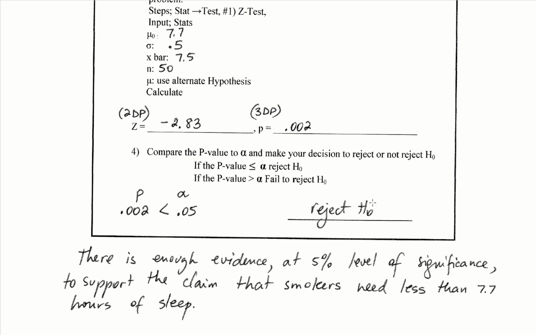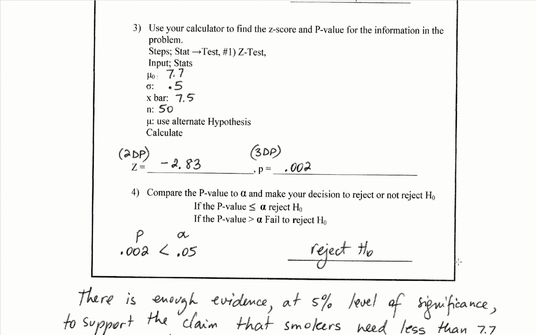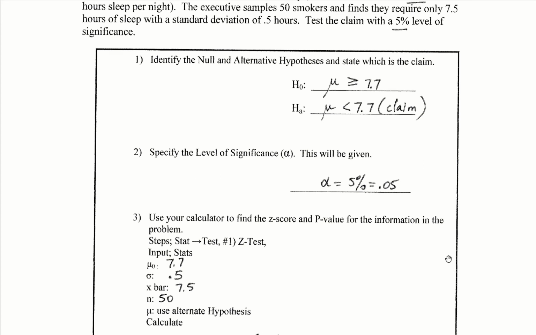So after all of that, it's now finally time to go ahead and summarize what we've just found. Because we rejected the null hypothesis, our conclusion statement will begin with the form, there is enough evidence, and this is at the 5% level of significance. So again, anytime it's reject the null, it's always there is enough evidence at the significance level to, and now we have to go back to see which of the hypotheses was the claim.